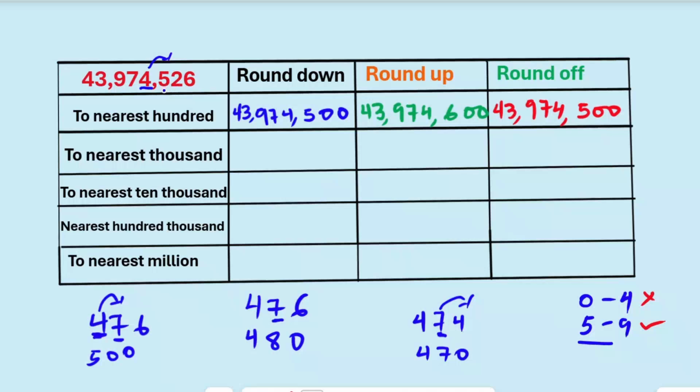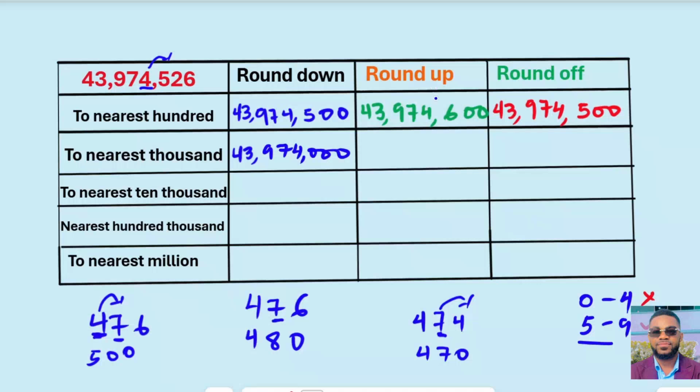So if we are to round this one off, then we would have to add 1 to this 4, making 5. But here we have to round down. So we don't have to add anything to this. So we maintain the 4 like that. So our answer is going to be 43,974,000. Why? Because the remaining digits here, they all become zeros. So that is how we can round this number down to the nearest 1,000.